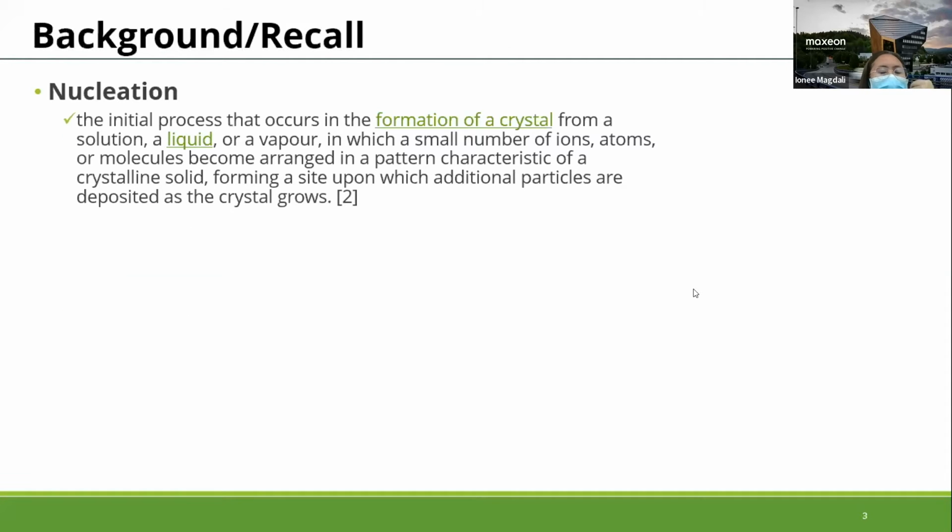So as background, nucleation is the initial process that occurs in the formation of a crystal from a solution, a liquid or a vapor, in which a small number of ions, atoms, or molecules become arranged in a pattern characteristic of a crystalline solid, forming a site upon which additional particles are deposited as the crystal grows.